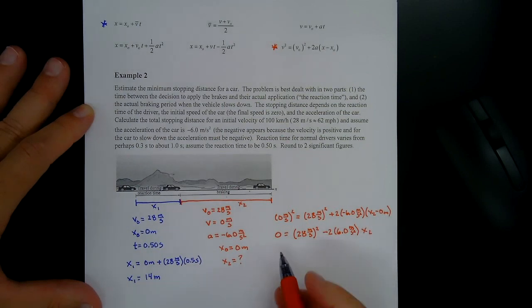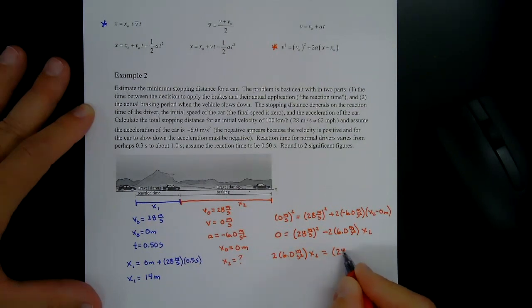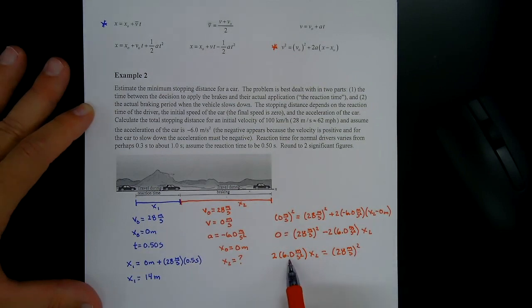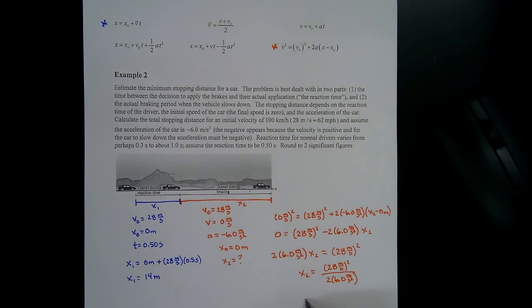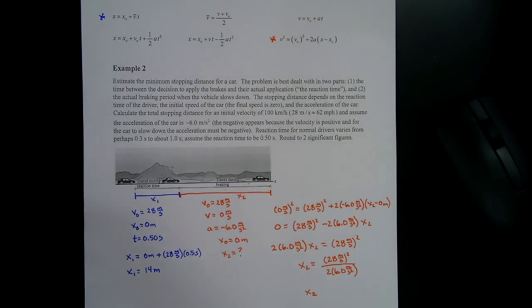So I'm going to move this all over to the other side. So I get 2 times 6.0 meters per second squared times x sub 2 is equal to 28 meters per second squared. And then to get this x sub 2 by itself, I'm going to divide by 2 times 6.0. So x sub 2 is equal to 28 meters per second squared divided by 2 times 6.0 meters per second squared. And we'll put that into our calculator, and we'll have our answer for the braking distance, or how far the car traveled while it was braking.